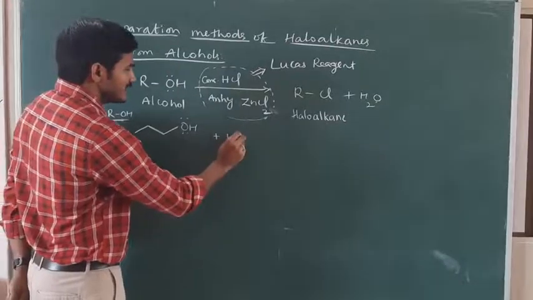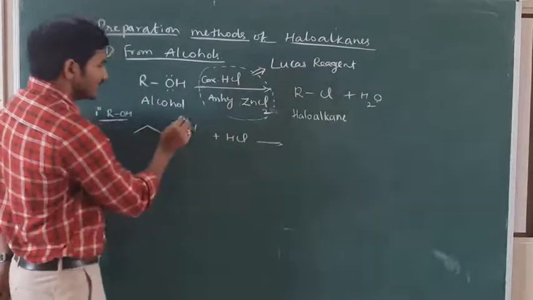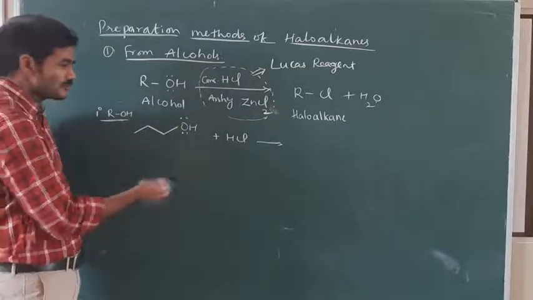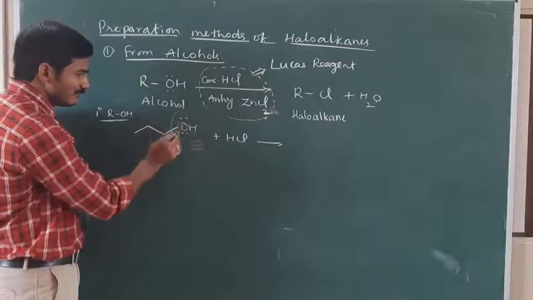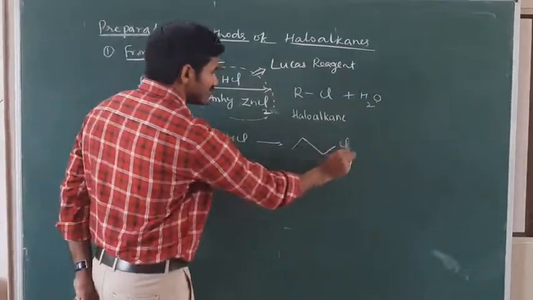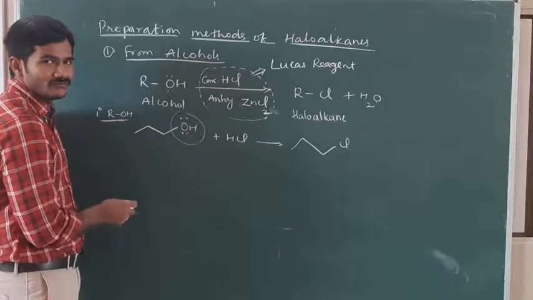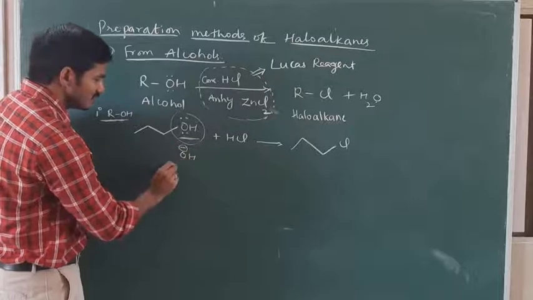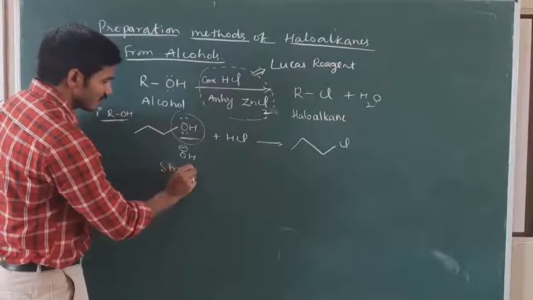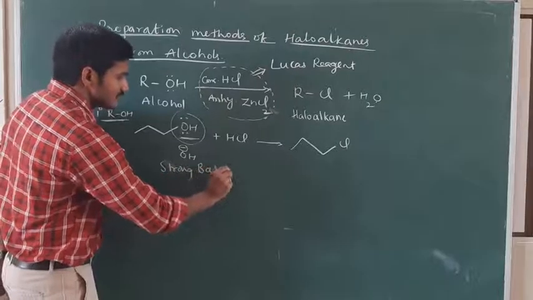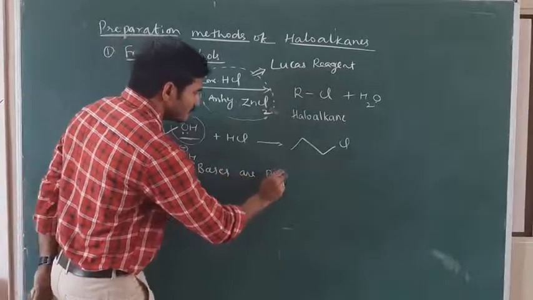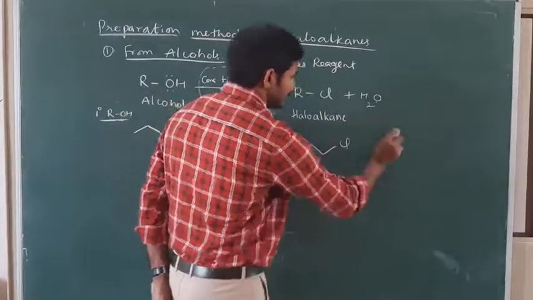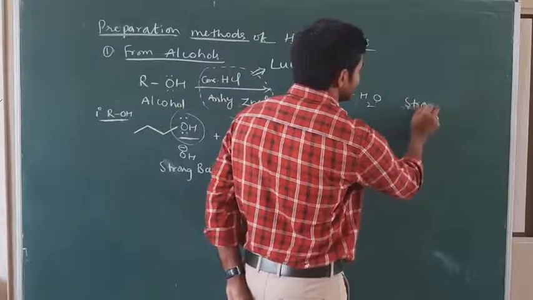If I add the HCl here, can you think that this can be directly eliminated as OH minus? Can we directly eliminate OH and substitute the halogen like this by eliminating the water? No, we cannot write like that because here OH minus is a strong base. Strong bases are poor leaving groups. I write it here.